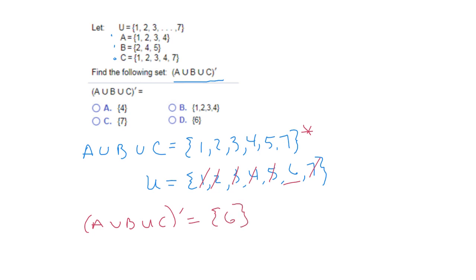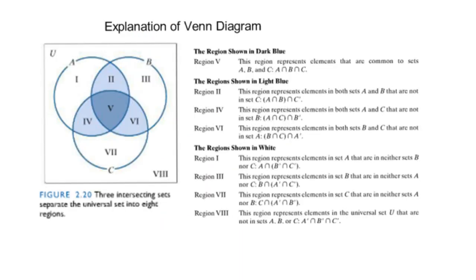So the complement of A union B union C is 6. This is a really important slide. It has the explanation of each of the regions for a Venn diagram that contains three sets. So you can see that in this case here, now we have 8 different regions. And region 5, which is right in the center, in the middle, is where all three sets intersect. And this one for region 5, it means A intersect B intersect C.